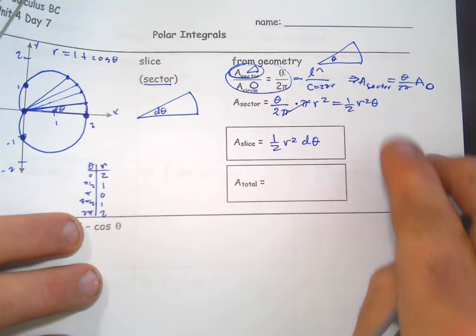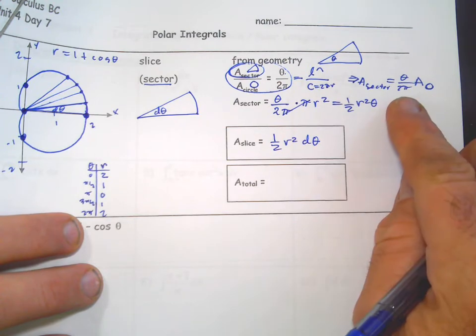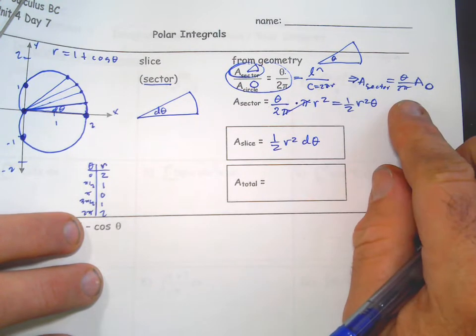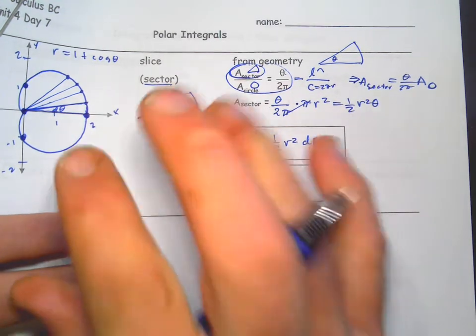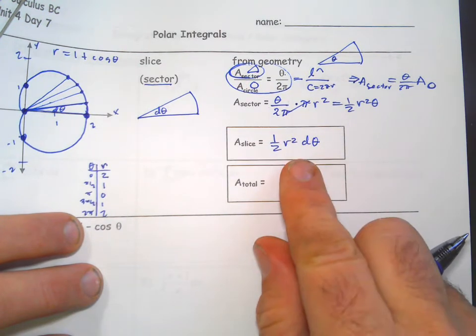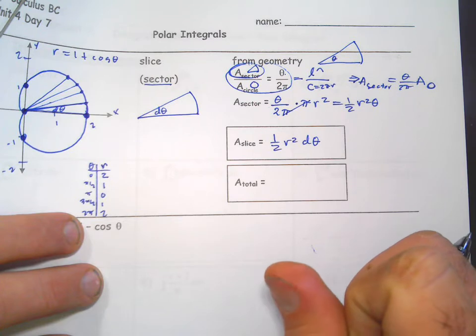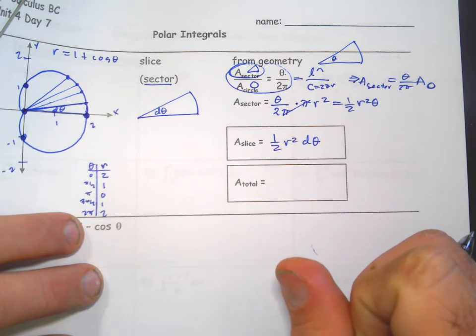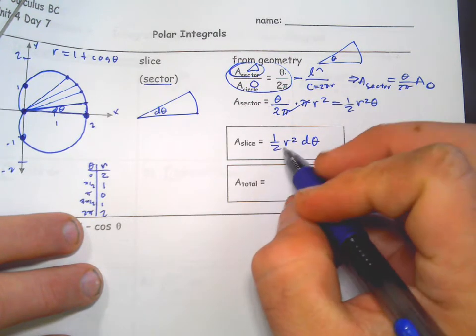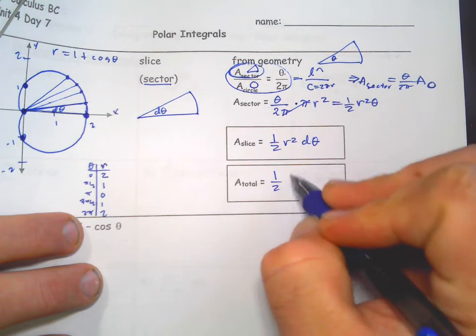All right, so it's not that crazy. We used a little simple geometry and got the area of a sector. We're going to say each slice is really close to a sector, so let's use that as the area of it. Okay, now we want to accumulate all the slices. So we're going to integrate, and we'll probably just move the 1/2 in front.